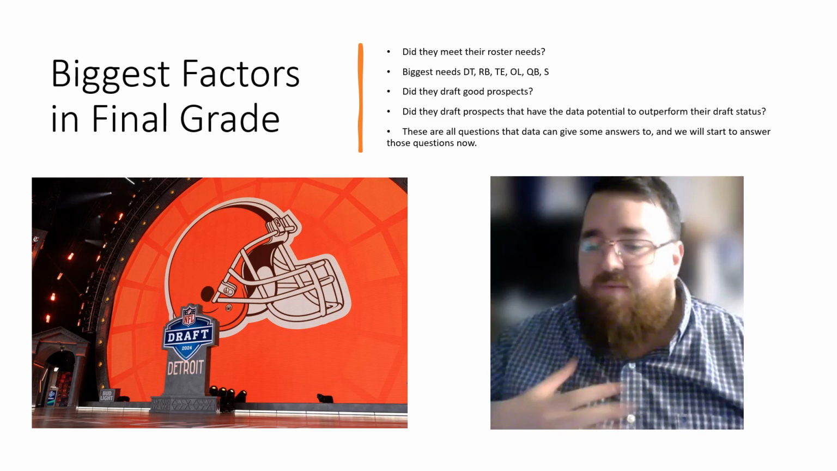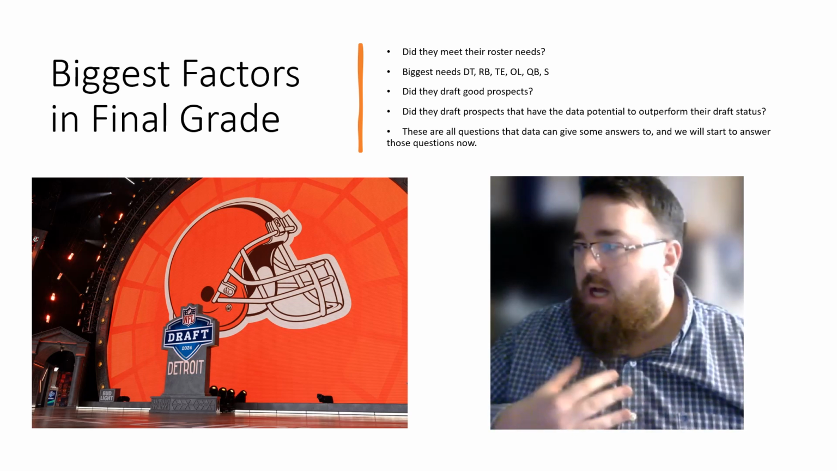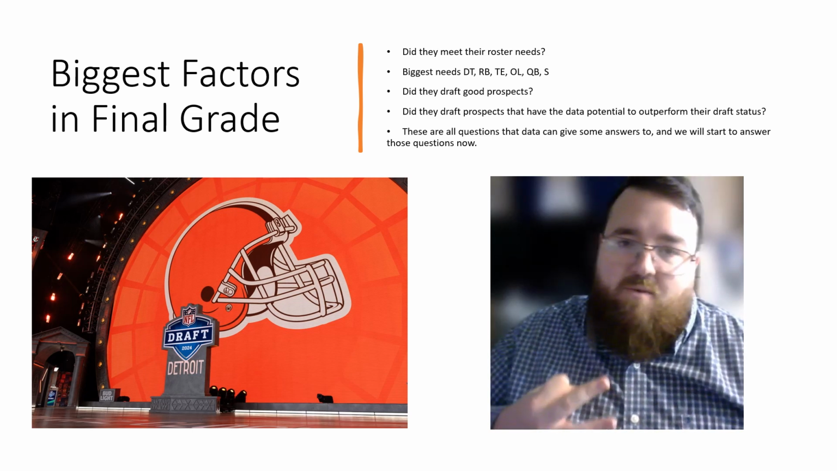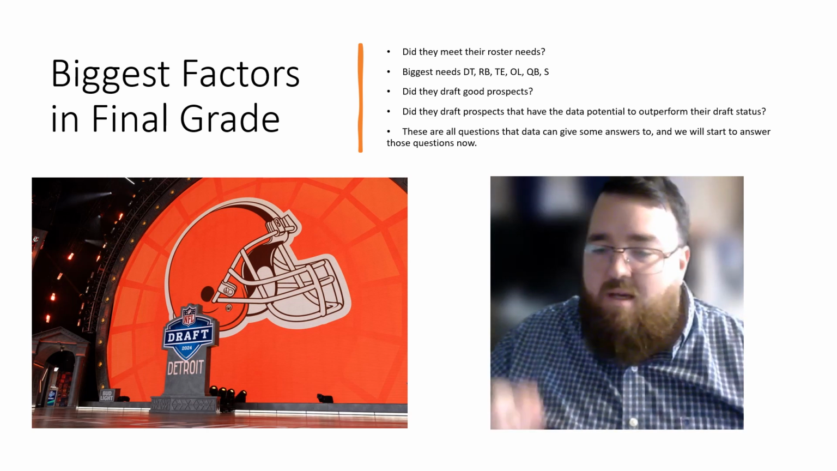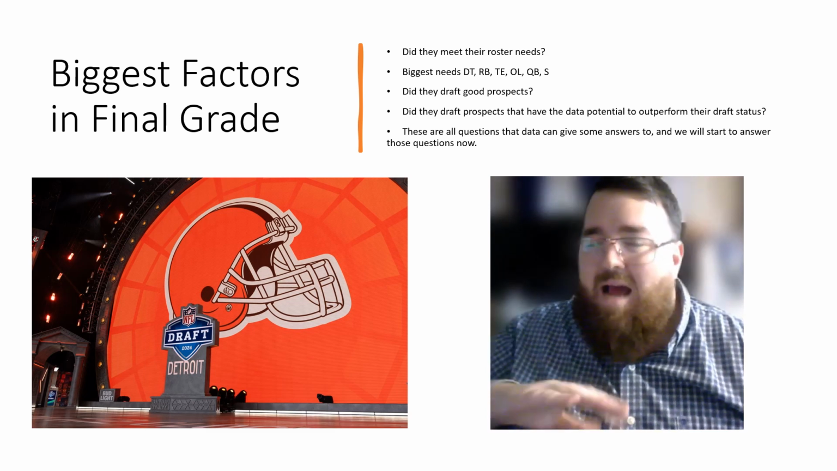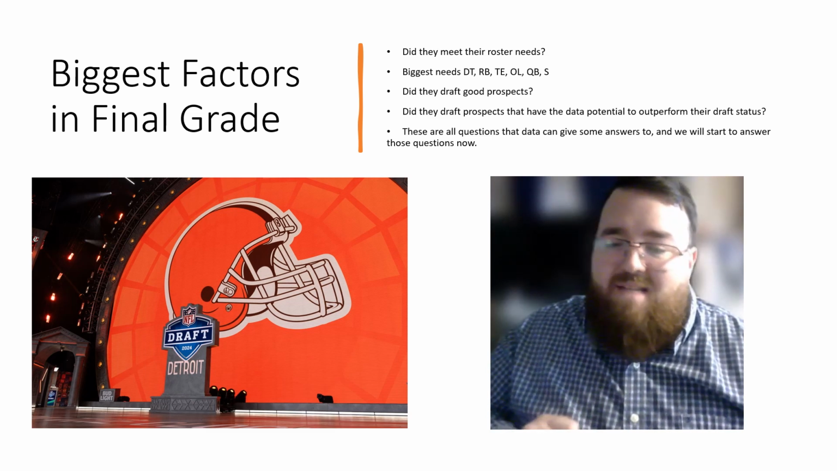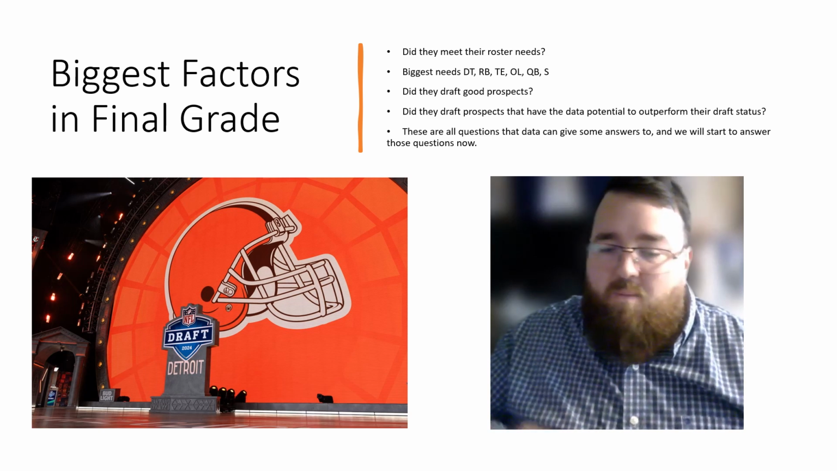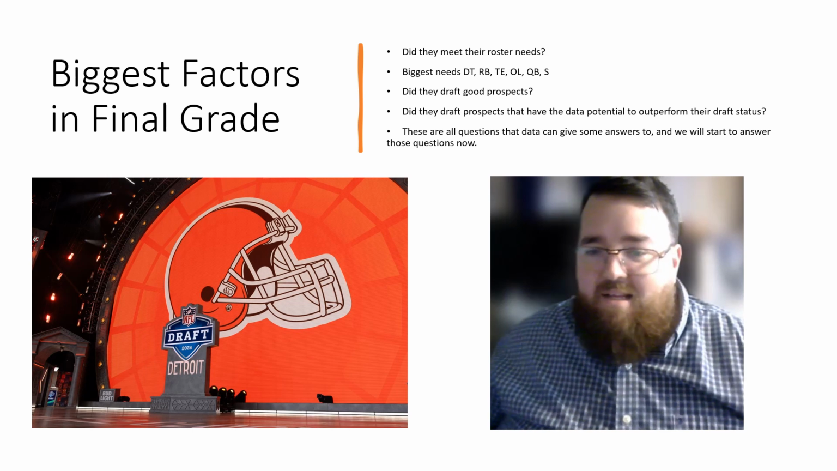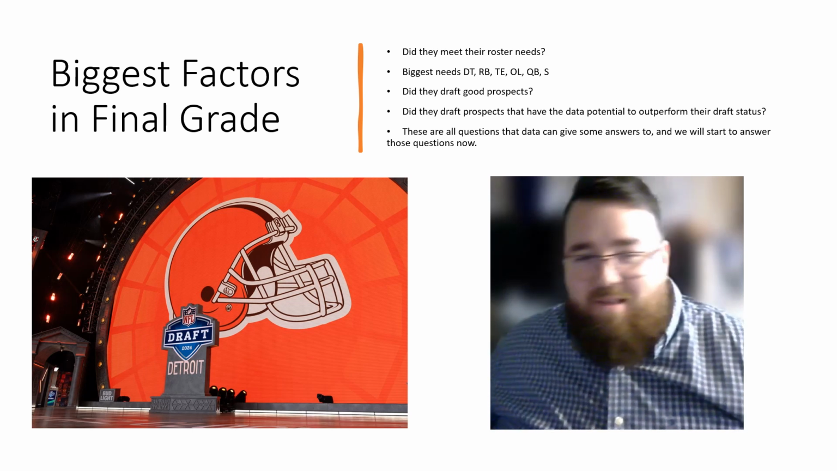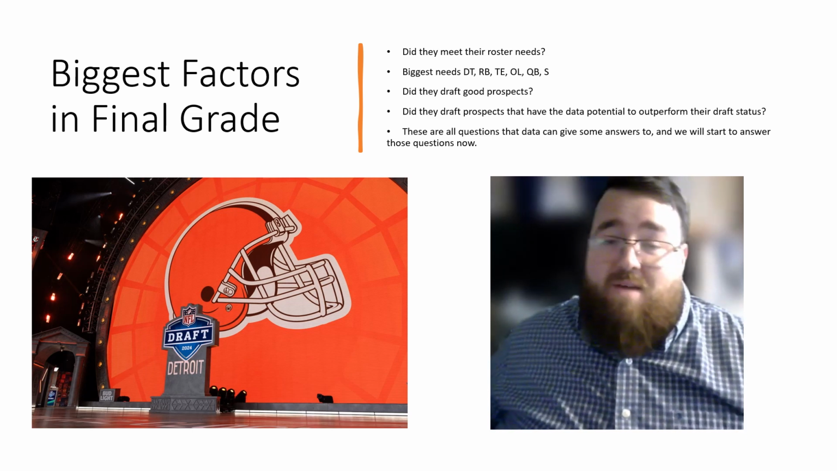Other than that, the biggest factors in terms of final grades, these are the three things I really look at when I grade these teams. Did they meet their roster needs? What were the biggest needs? Defensive tackle, running back, tight end, offensive line, quarterback, and safety are probably what I would identify as the biggest needs. Did they draft good prospects? Because if you draft a bad prospect to fill a need, you're going to end up having to draft another one the next year. So, did they draft good prospects?